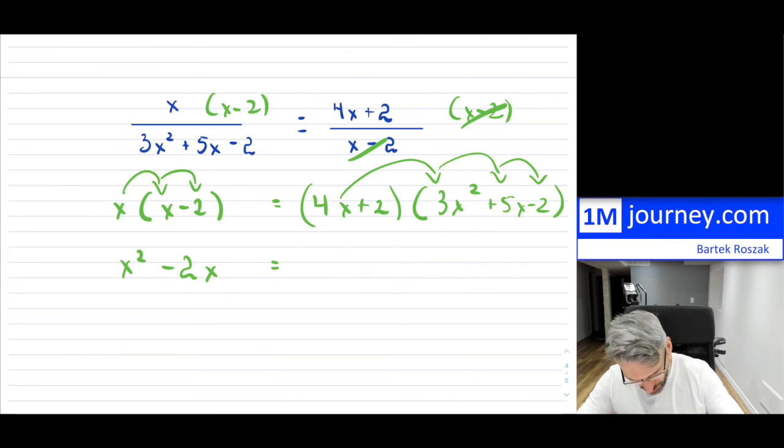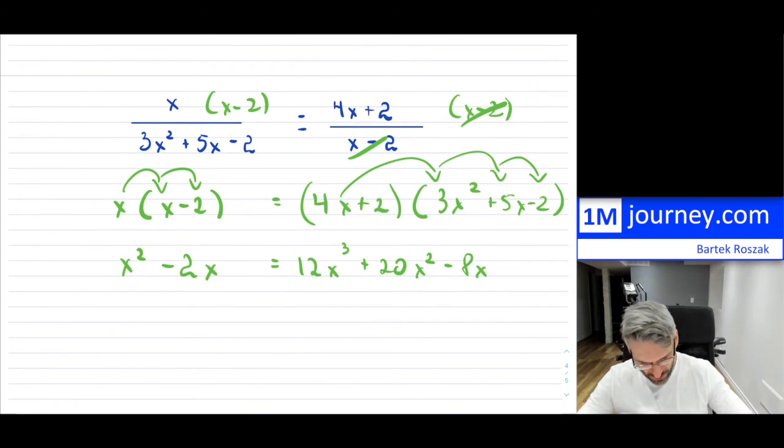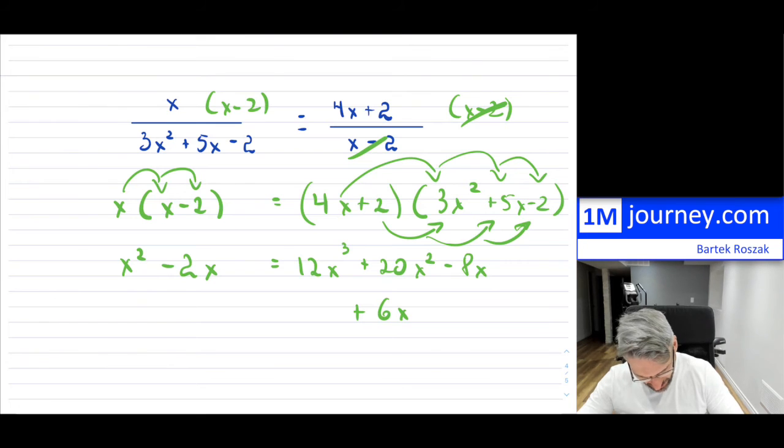You've got to distribute across here. So 12x cubed plus 20x squared and then minus 8x. So that's first. Then the 2 is going to give me plus 6x squared plus 10x and then minus 4.